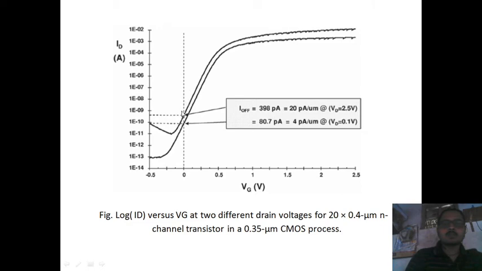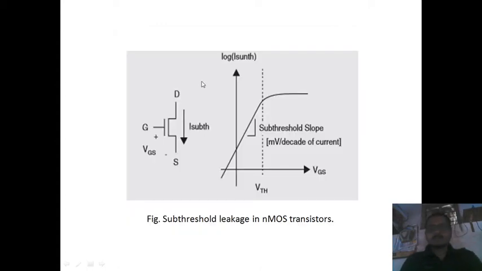Actually the curve starts from here. The curve starts at less than the threshold voltage, at this point. The current starts below the threshold voltage at this point. This is due to the subthreshold leakage current. Here it is clearly shown. See this portion of the curve: the subthreshold slope is due to the subthreshold leakage current.